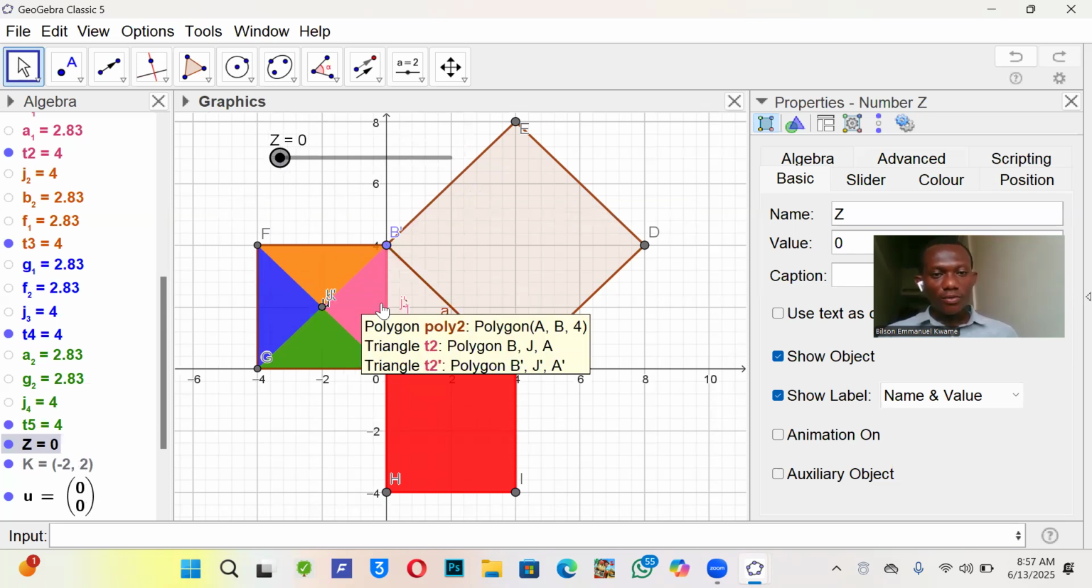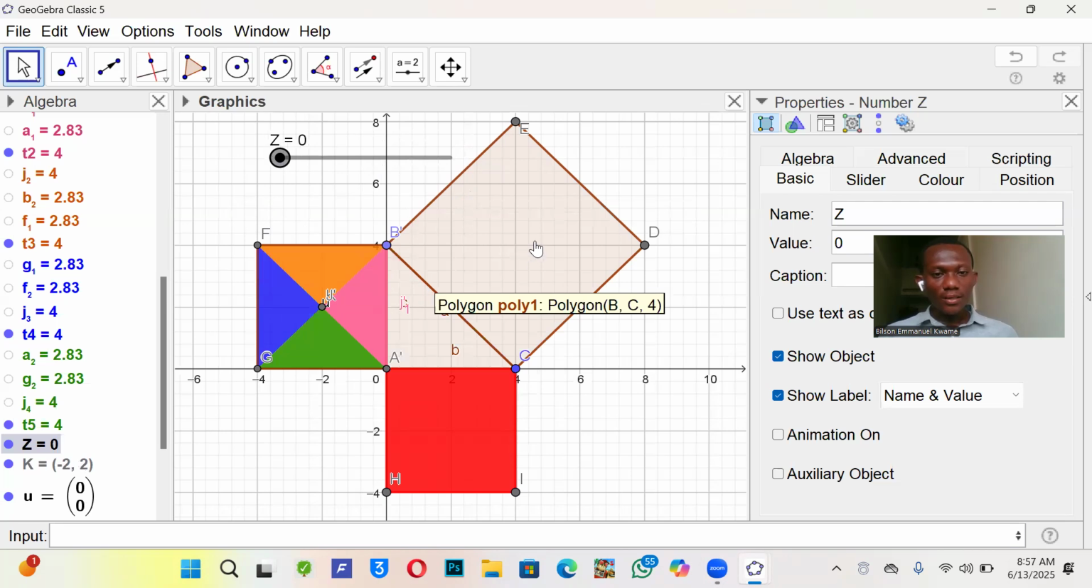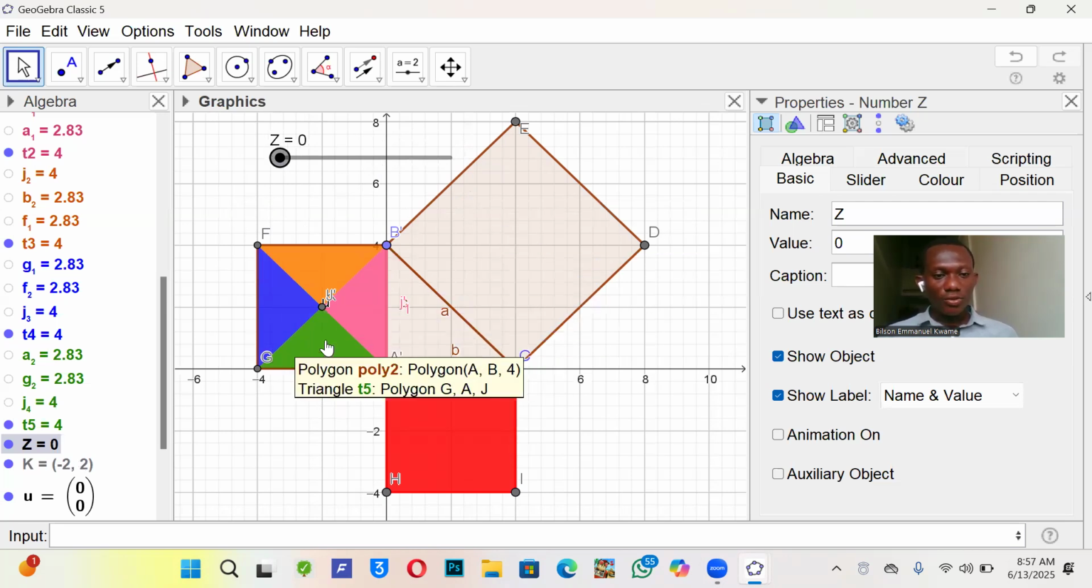So now let's continue. Now to do the next thing, we want to move this also to this bigger one, right? To do that, this is what we do. We want to move J plus the slider name, right?